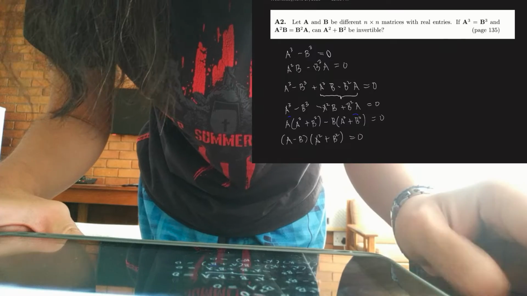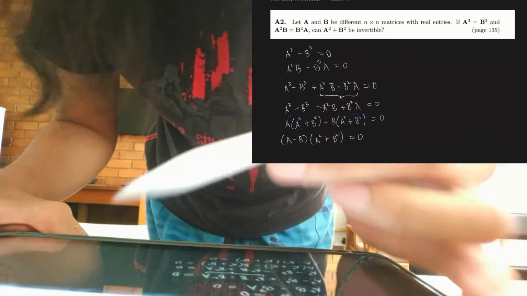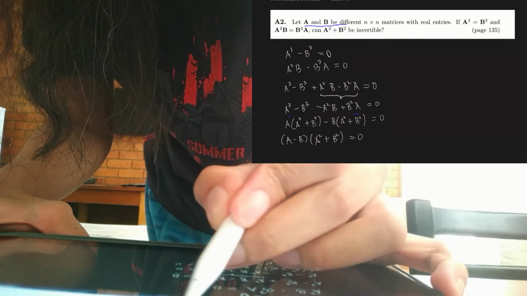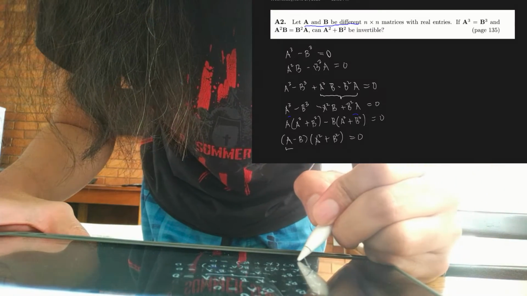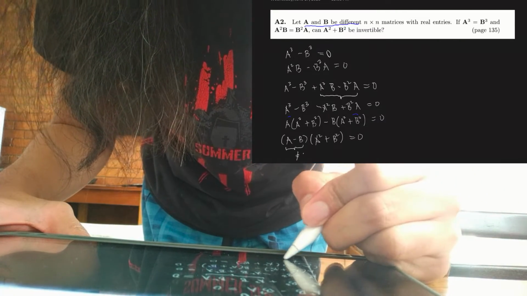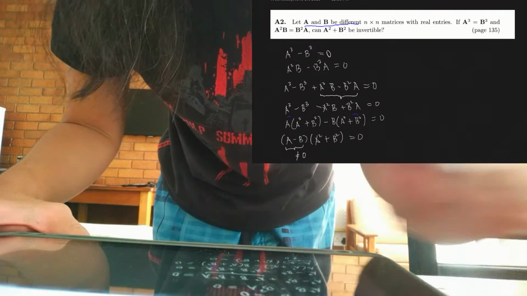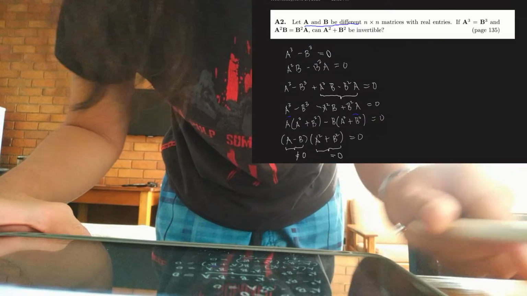So what now? Look. Since A and B are distinct, they are different matrices, that means this particular matrix, the first factor, is not equal to 0, correct? That means for this equation to be true, the second factor has to be equal to 0.